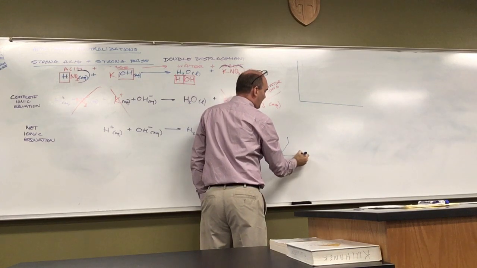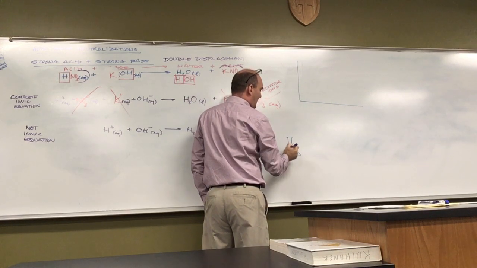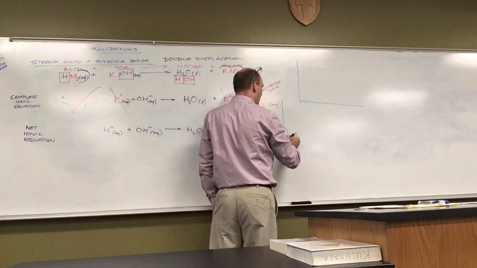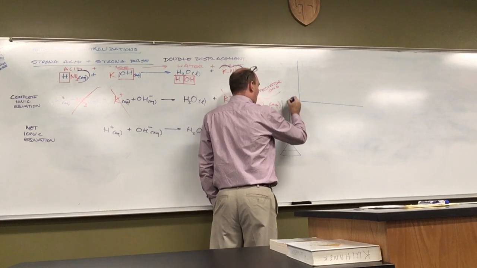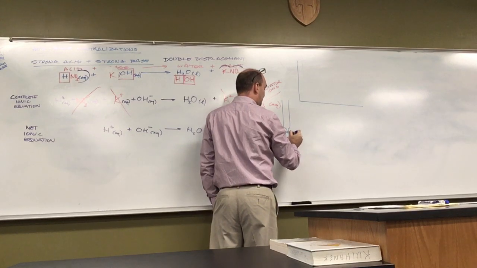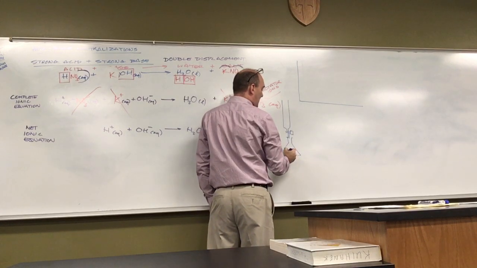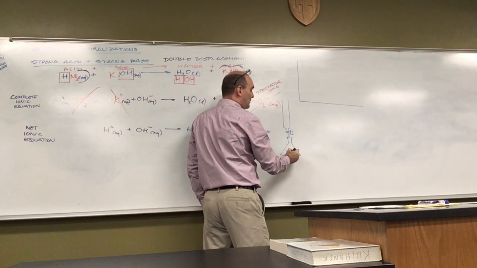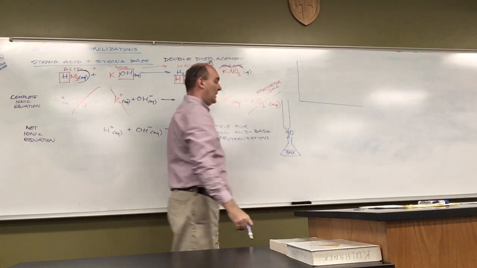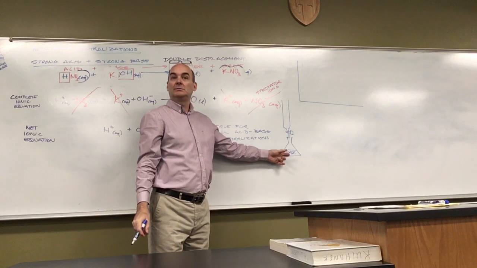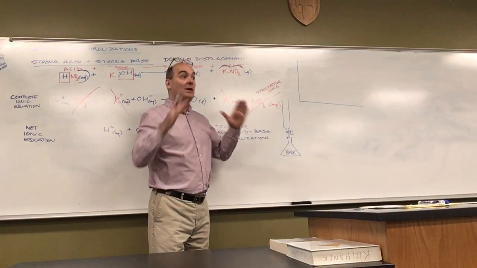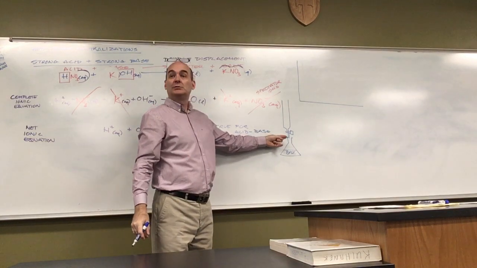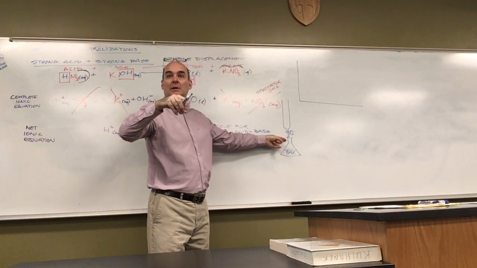If I took an Erlenmeyer flask, this is the old-fashioned way of doing this experiment. We did it the modern way last week. If I took an Erlenmeyer flask and a burette, and I wanted to know how much base I had in this solution, I put the base in the Erlenmeyer. Erlenmeyer flasks are conical for a reason. That means they don't splash. You can pick them up and shake them, and they don't splash.